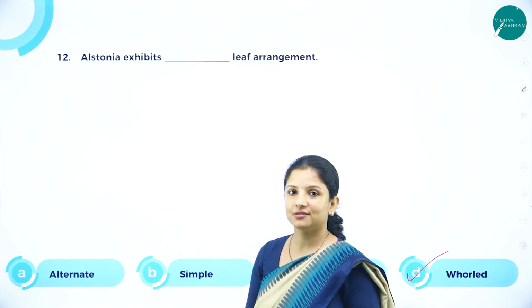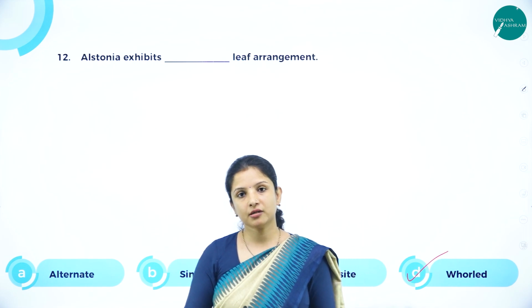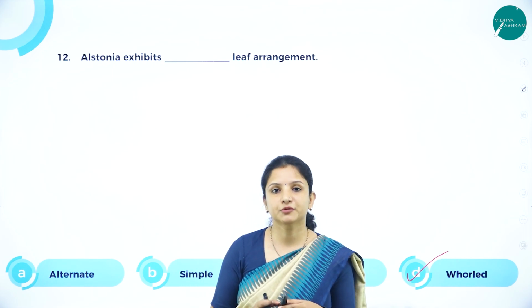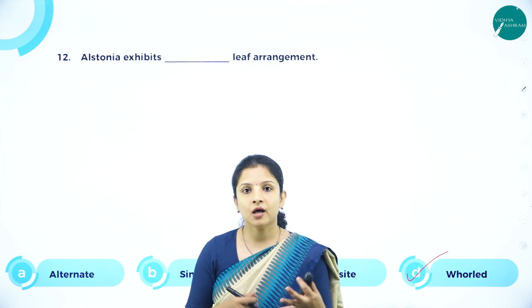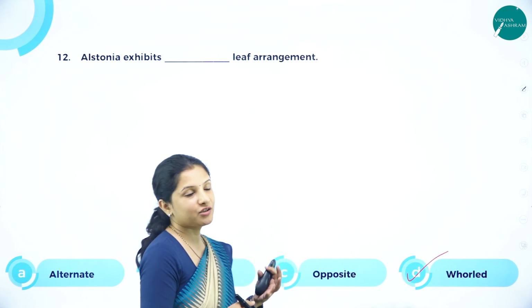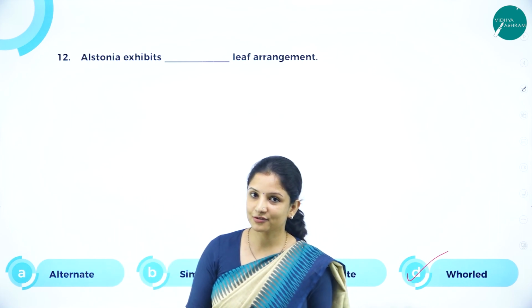So this was about the session wherein we learned about the leaf, its structure, the parts of the leaf, the types of leaves and all that, and how leaves are arranged on a stem. And we also learned some of the MCQs that can be framed under this particular topic. So I hope you understood the session well.